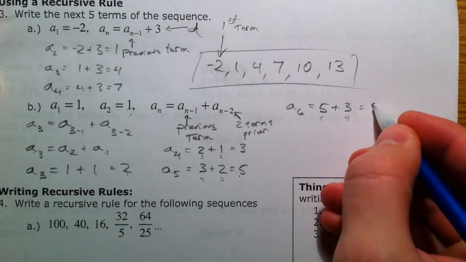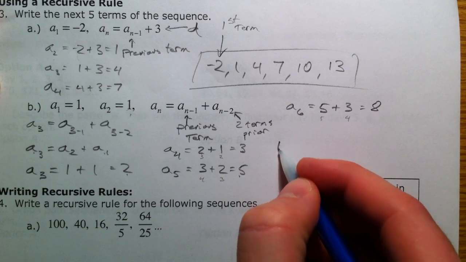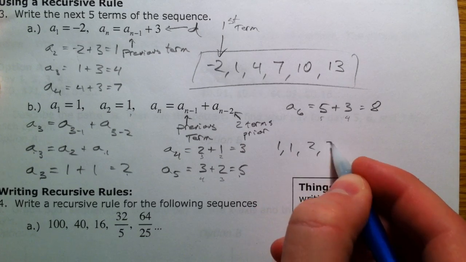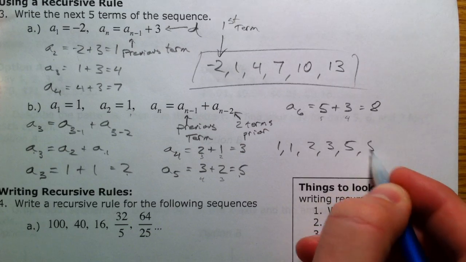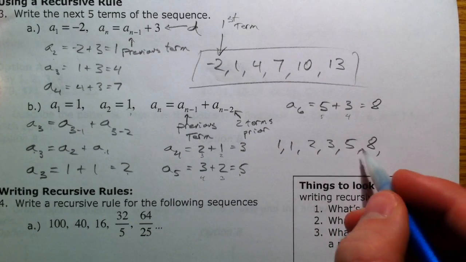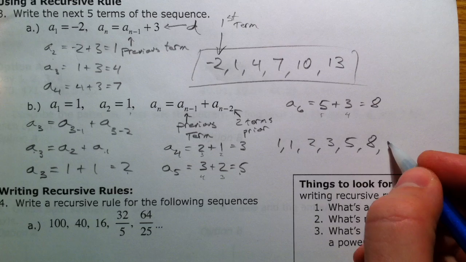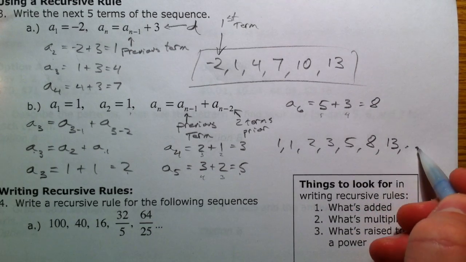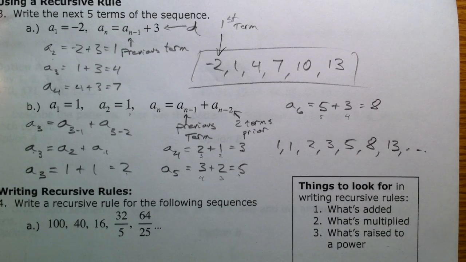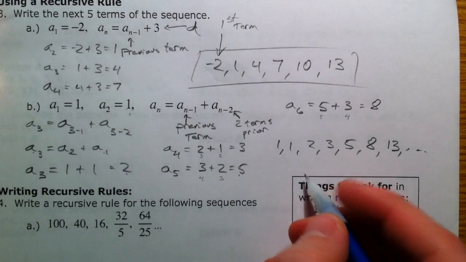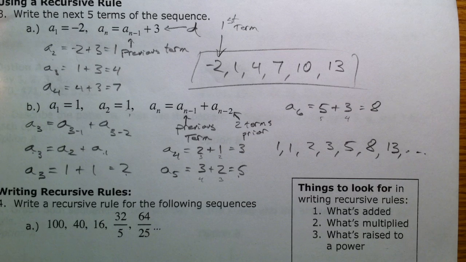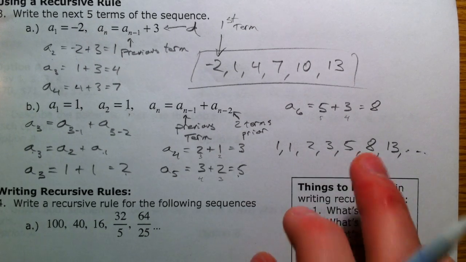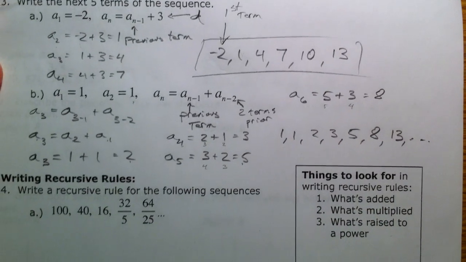And so that's 8. So our sequence is 1, 1, 2, 3, 5, 8, and then 5 plus 8, 13, 8 plus 13, and so on and so forth. This is what we call the Fibonacci sequence, and it's pretty cool. Look it up sometime, because there's a lot of patterns in nature and the golden ratio and things like that that come from the Fibonacci sequence.